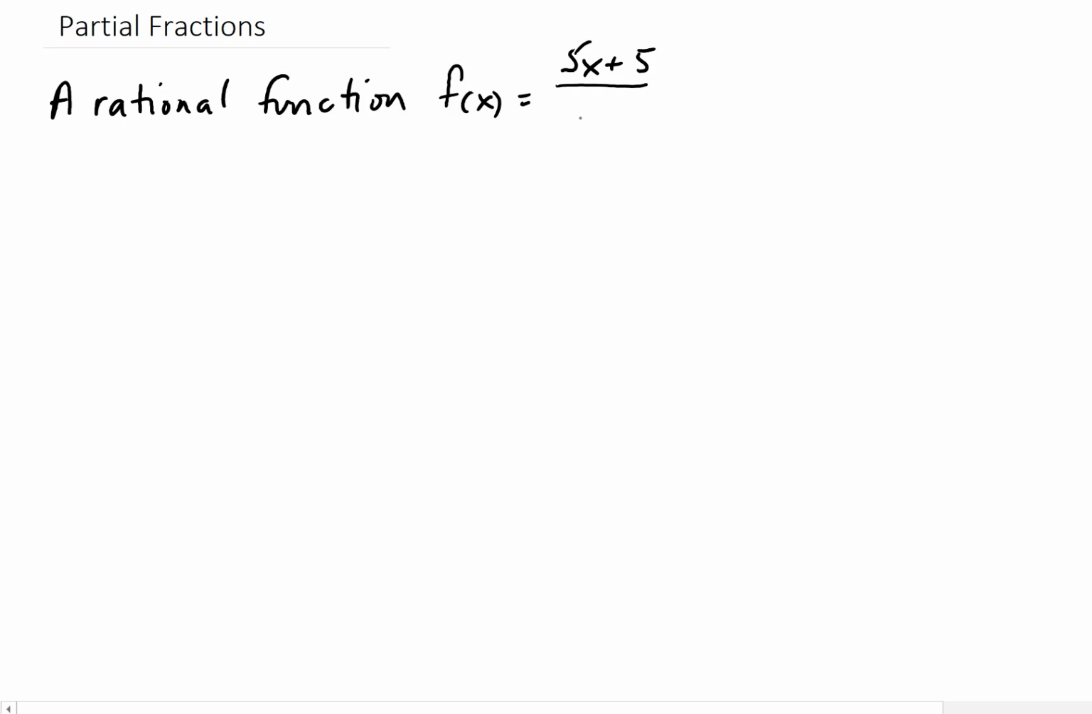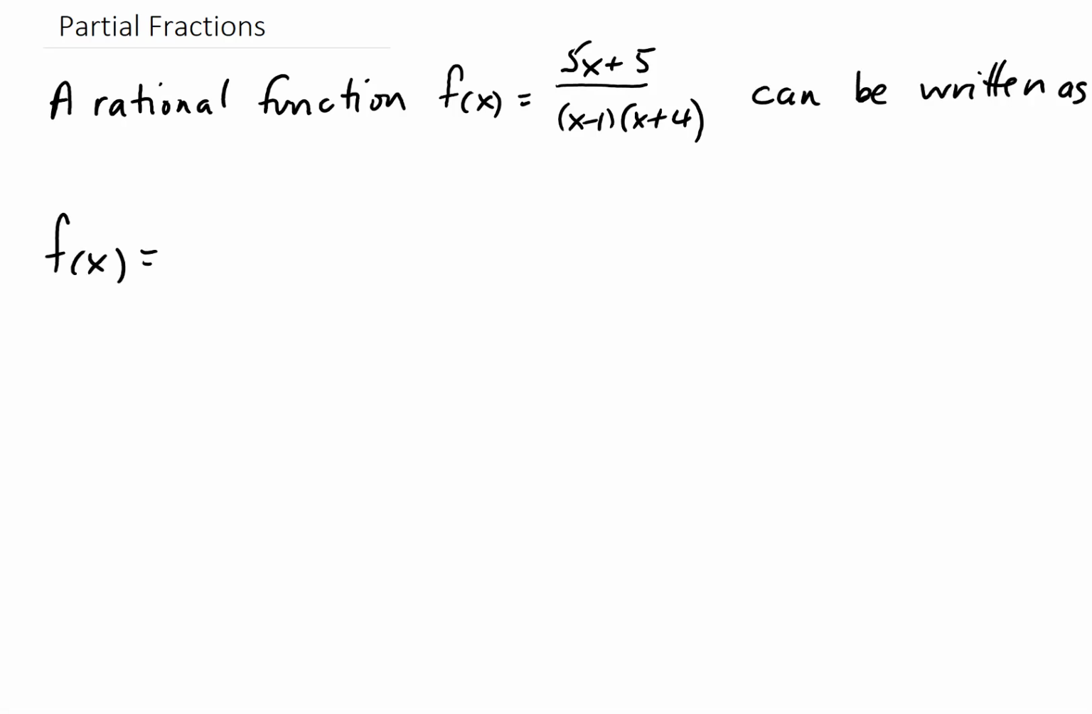Another integration technique works well with rational functions, and this technique is called partial fractions. So let's take a look using a rational function. In this case, (5x + 5) divided by (x - 1)(x + 4). And this rational function can be rewritten as the sum of two fractions. And this is the basic idea behind partial fractions.